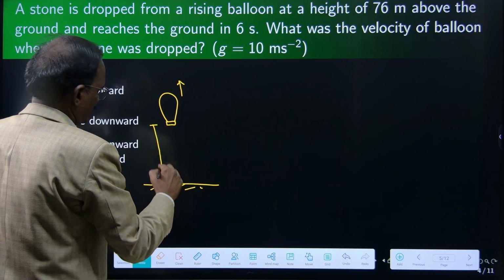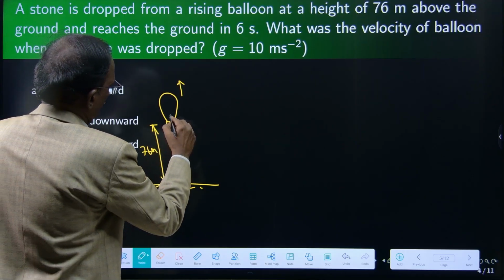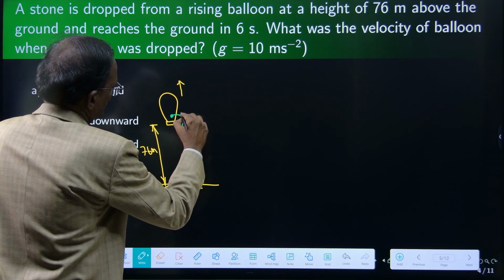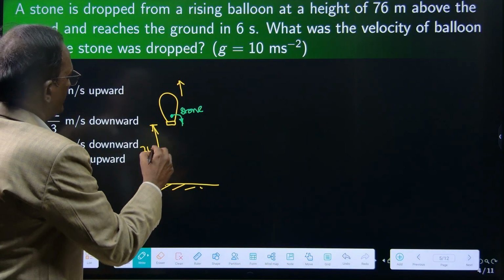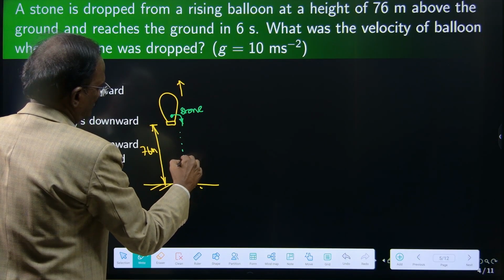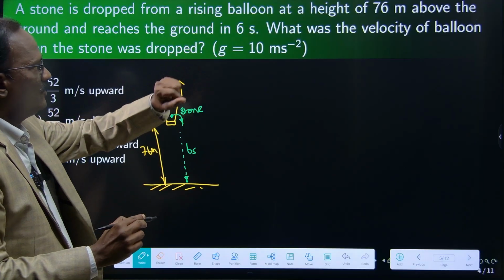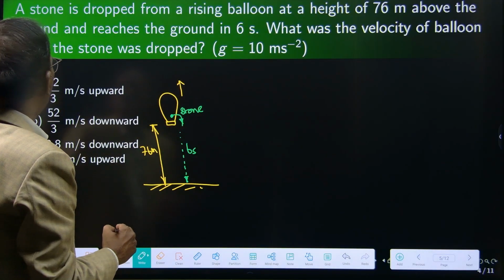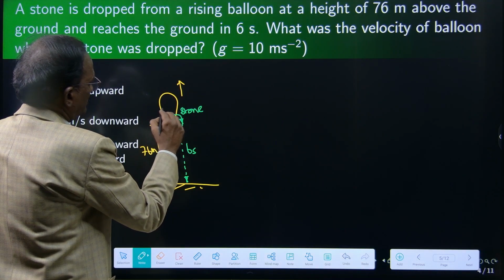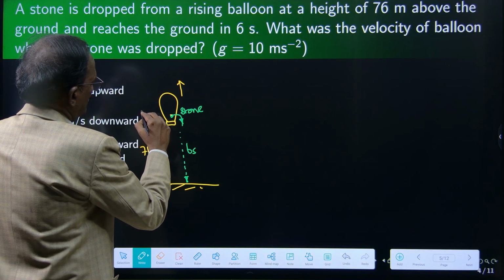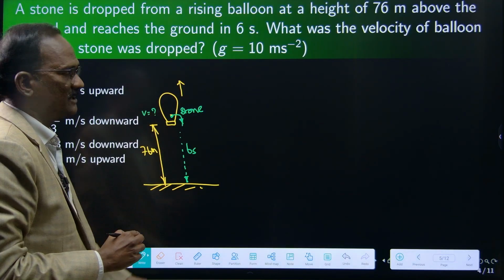This is 76 meter. A stone is dropped, and the stone reaches the ground in 6 seconds. What was the velocity of the balloon when the stone was dropped? At this point, what is the velocity of the balloon? Say V. V is equal to what? Velocity of the balloon at this point.